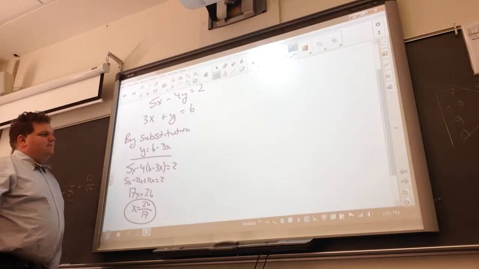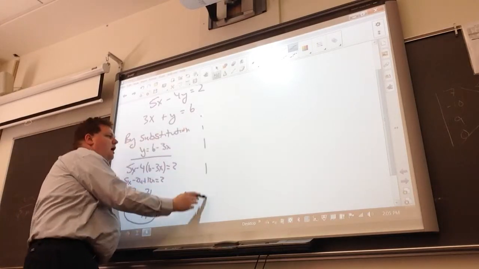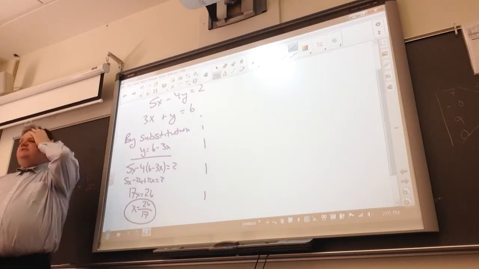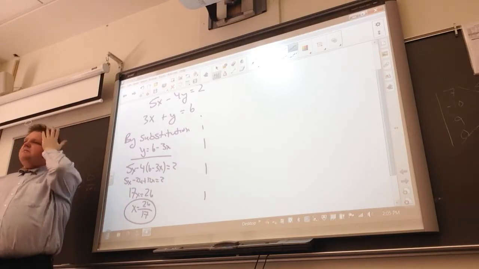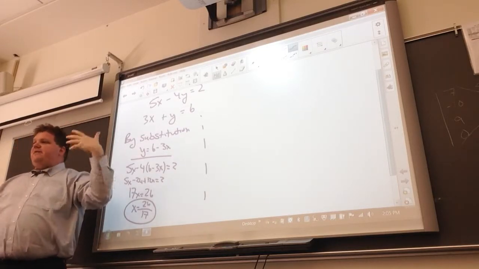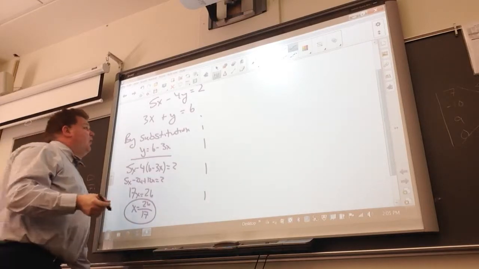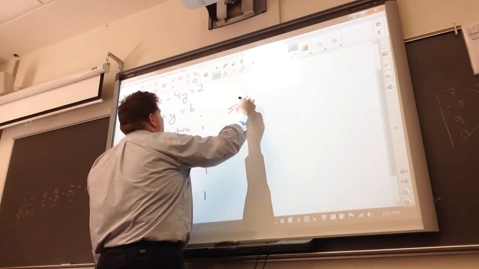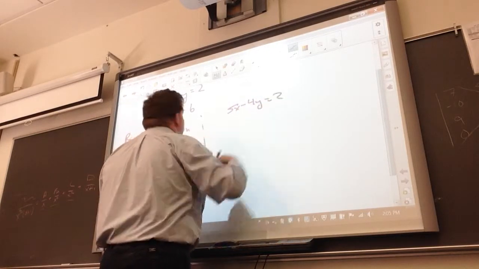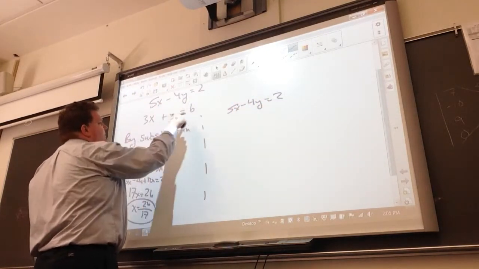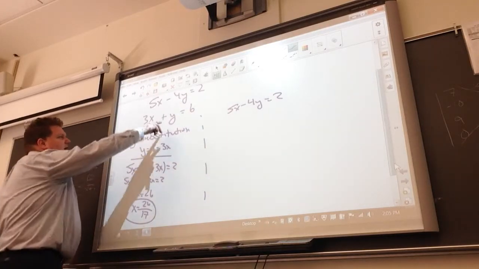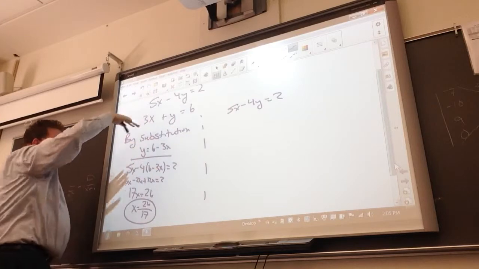Okay. By elimination, I set the problem up as a giant addition problem basically, and manipulate equations to get rid of a variable completely. I'll probably get rid of y again because it's singular, so it's easy. So we'd have 5x minus 4y equals 2. I'm going to multiply the bottom equation by plus 4, because then when I add it to above, the y's will cancel.